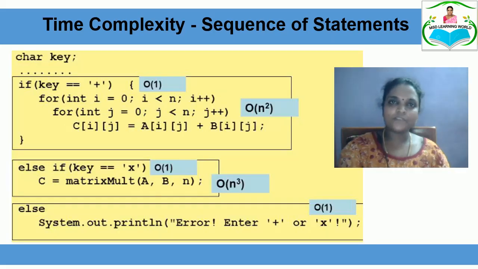The time complexity for this example is that the first if branch will take order of n square plus 1, since it has two for loops. Coming to the else, that else condition will be executed for order of n cube plus 1, followed by order of 1. So the maximum time taken by executing this program is order of n cube. So the time complexity is order of n cube.